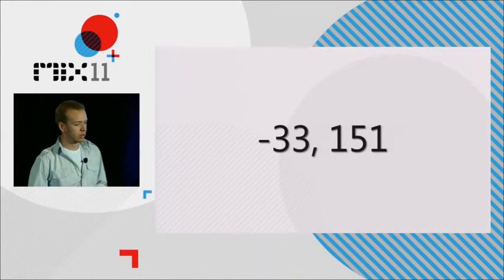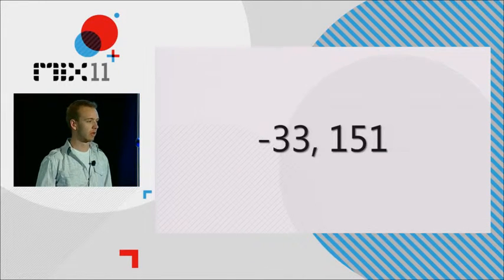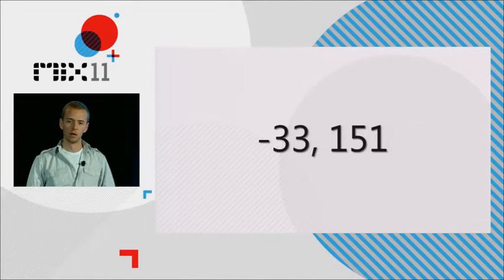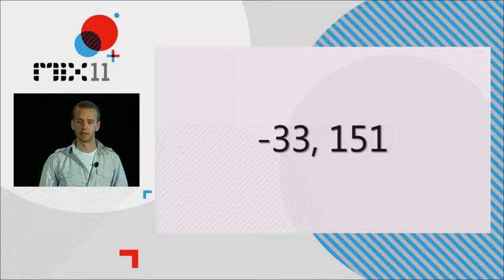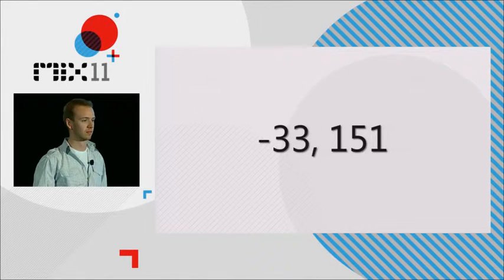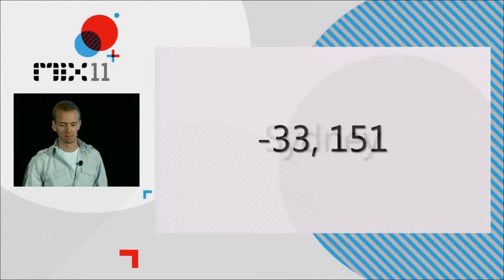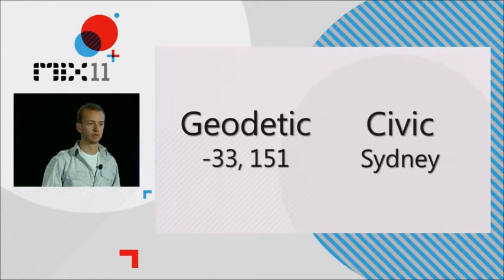So the reason I wanted to do this talk was that quite often I'll see developers, I was always guilty of this as well, say, okay, well, we've got a latitude and a longitude somewhere in there. Yep, geolocation, it's done. Users don't deal like that. Does anybody actually have any idea where negative 33, 151 is? No. It's Sydney. It's where I live. So first of all, we've got a difference here between geodetic, which is the numbers, latitudes, longitudes, altitudes. That's geodetic. And then we have civic.